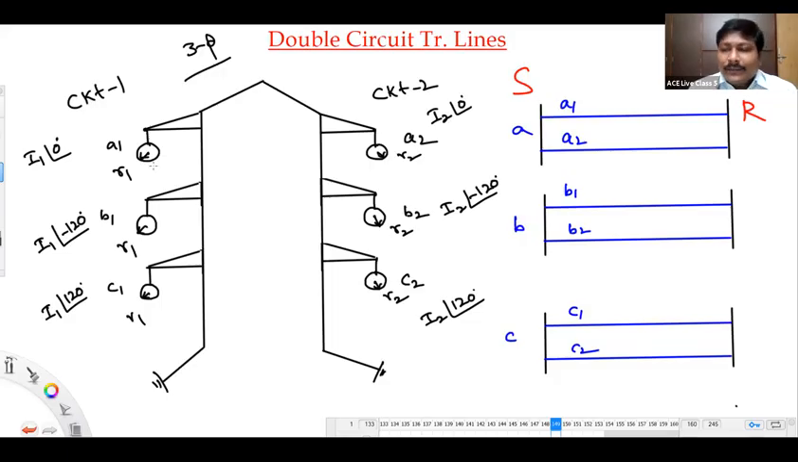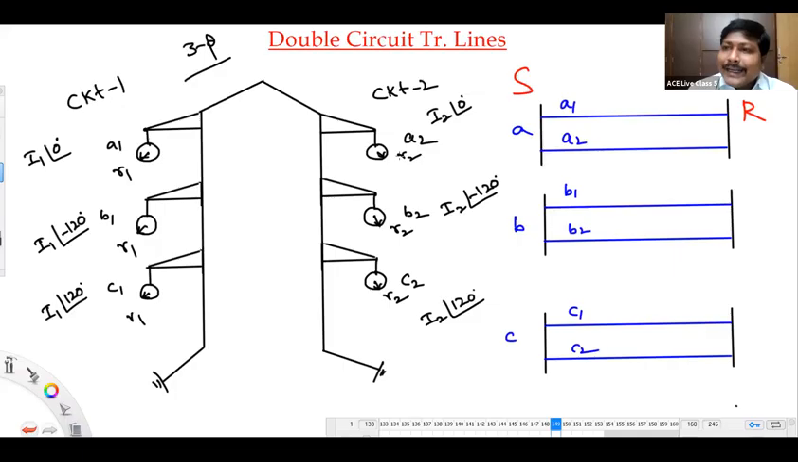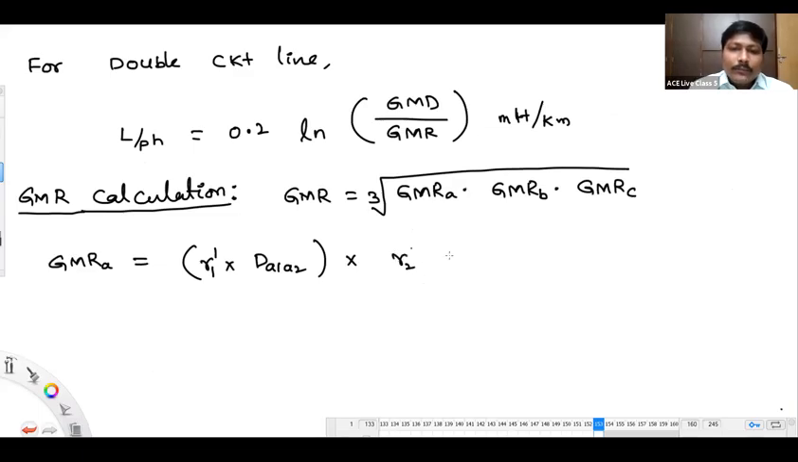Self distance of A1 will be R1 dash into D A1 A2. These are the distances of the A1 conductor. What about the A2 conductor? For the A2 conductor, R2 dash into D A2 A1.